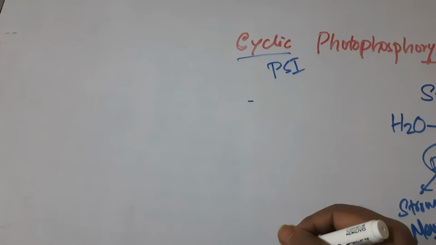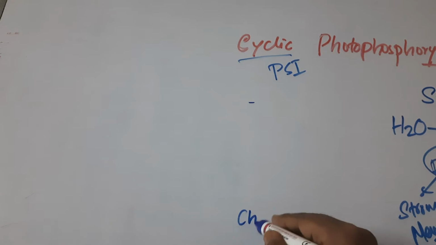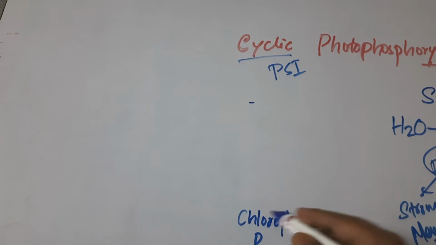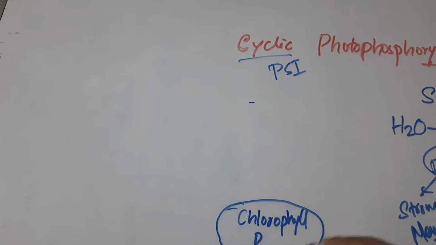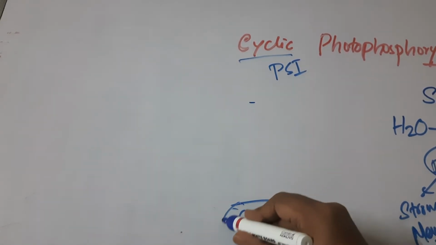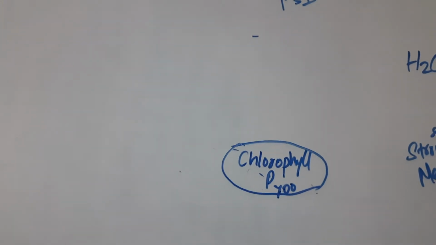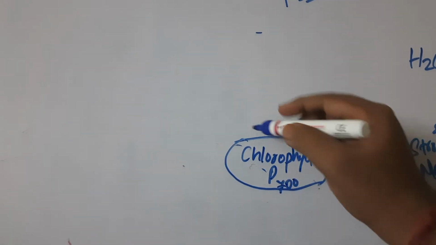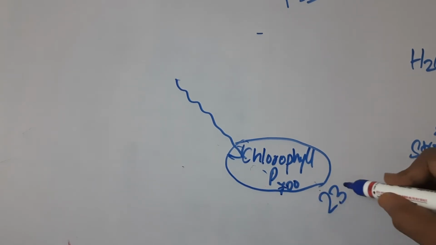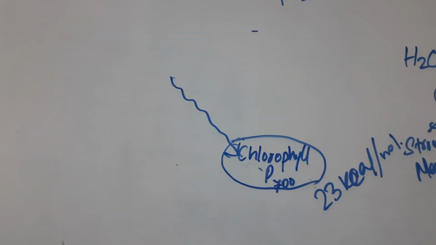What is happening in cyclic phosphorylation? It's very easy. There is the chlorophyll which is getting excited by P700. This is 700 nanometer light that is coming and falling, exciting it. Let me tell you this value, 23 kilocalorie per mole. This value is very important.